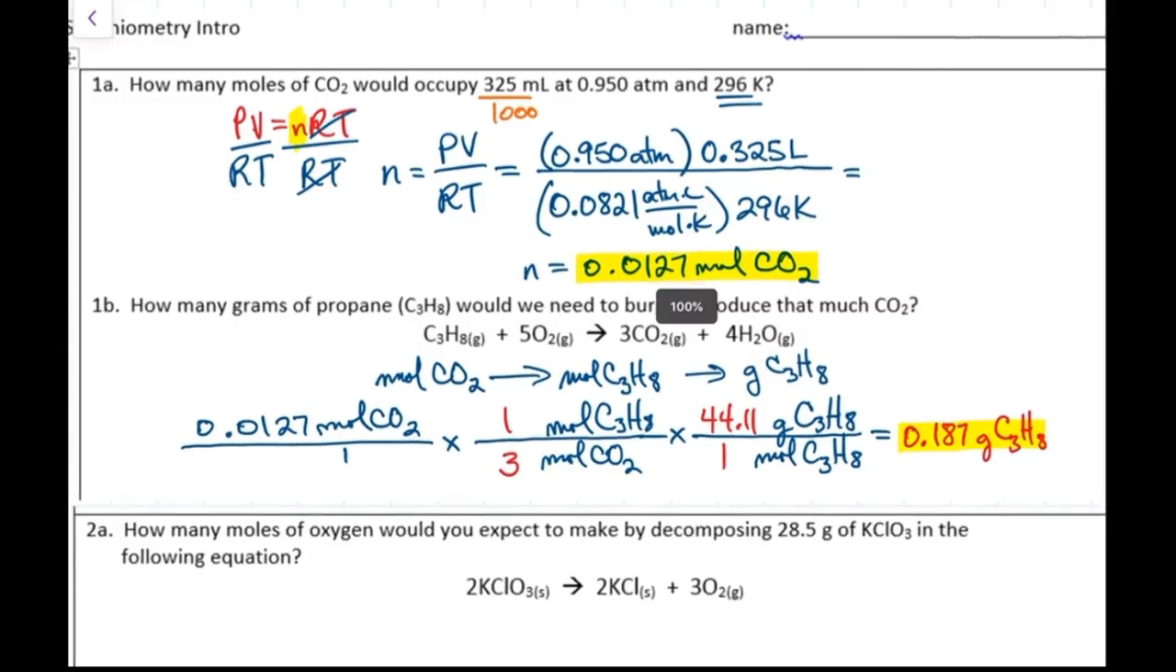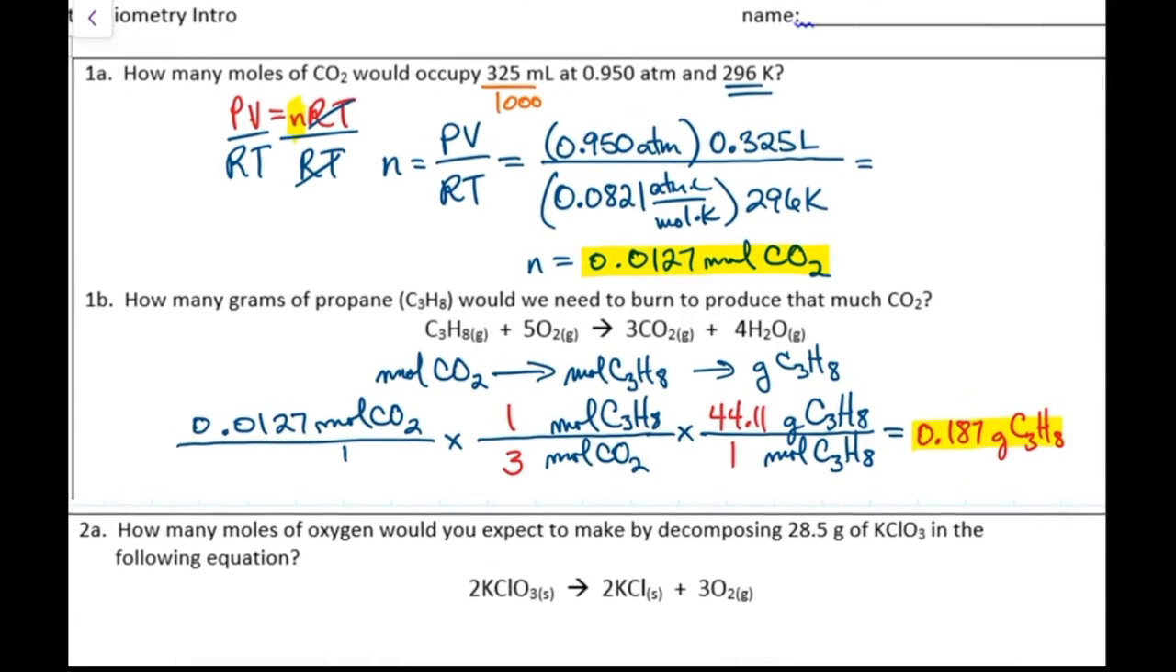You can see here, this basically just becomes one big gas stoichiometry problem. Going back to the starting question, I was given volume, pressure, and temperature of a gas, and then I was asked for grams of a different substance, and given a balanced equation. So in this case, we used the ideal gas law first, and then we found a number of moles, and we used that to convert to grams of a different substance.